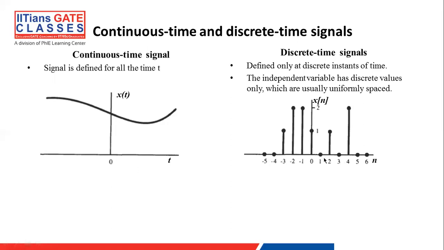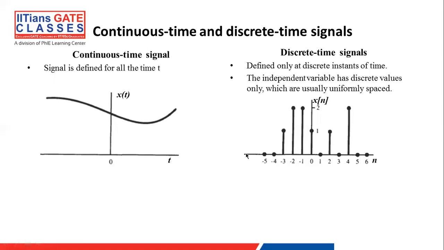Similarly, it is defined at 1 and then 2 then 0, but there is no value of the signal at x equal to 1.5 or 1.3 or 1.2, something like that. So here the signal is defined only at the discrete instances, and generally in case of discrete time signal, these instances will be uniformly spaced. For example, here the spacing is 1, this distance is 1, this distance is 1, and so on. So the discrete time signal is generally uniformly spaced in case of electrical signal.